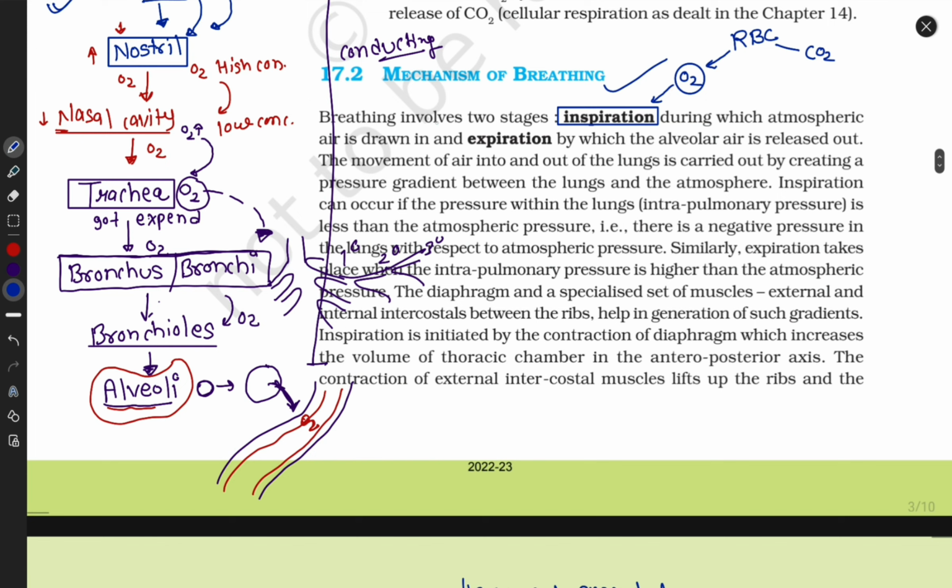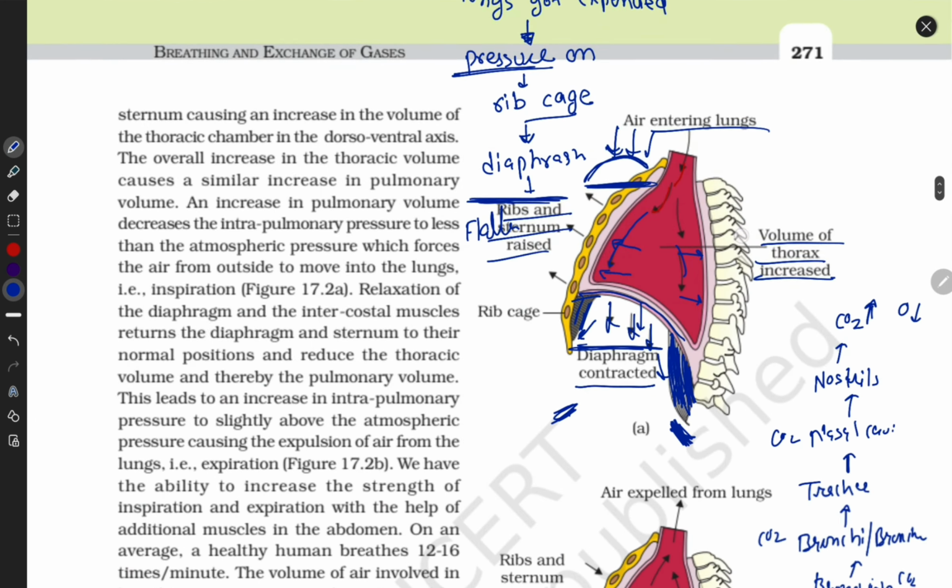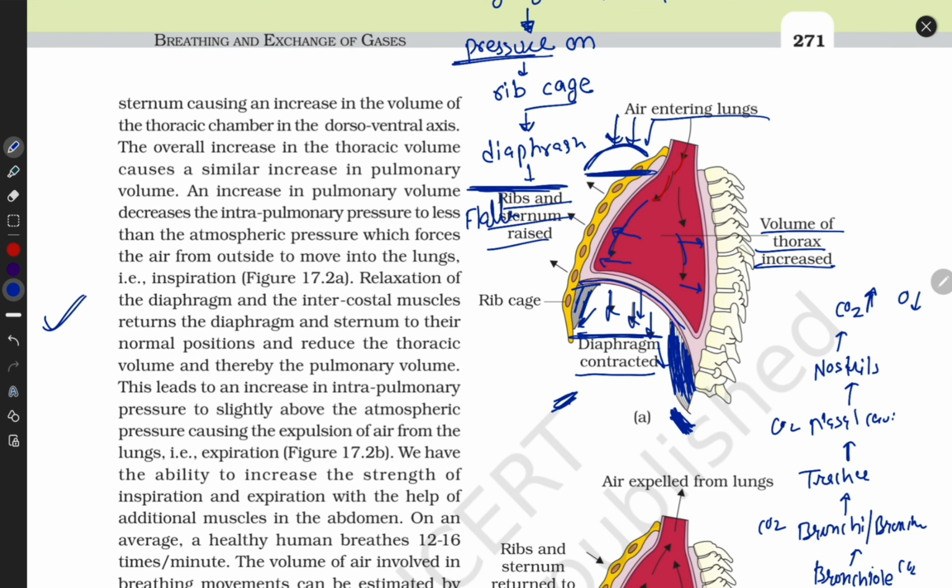So that's all about the mechanism of breathing. Whatever I teach you here is already written in your books. They use some modified words, but don't panic and don't be confused. You are familiar with this.